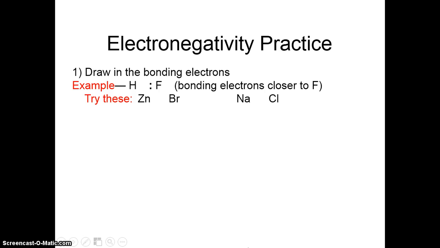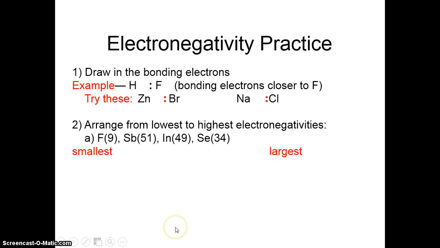So let's look at some examples of electronegativity. We're going to draw in the bonding electrons, and this is the example that we have to go with, hydrogen and fluorine. The bonding electrons are going to be closer to fluorine because fluorine has a higher electronegative value than what hydrogen does. We're going to look at 2 examples, so I'll just give you a minute to look those up on the periodic table, decide which one has the greater electronegative value, so which one's going to keep the bonding electrons more of the time. And if you look that up, you'll notice that bromine is going to have the higher electronegative value, so it's going to have the electrons closer to it, and chlorine in the other pair.